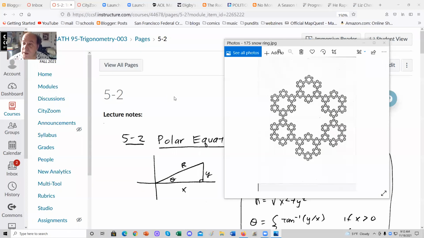This Zoom session is being brought to you by the fractal snow ring. One of my favorites, by the way.